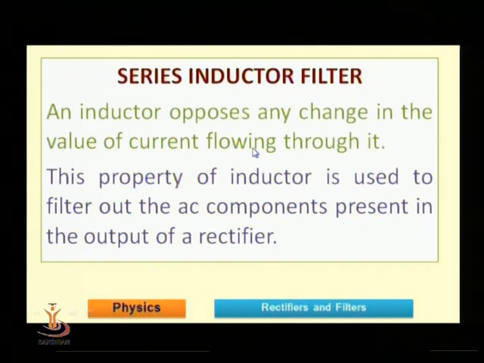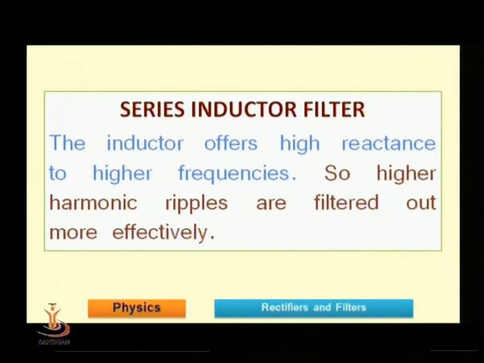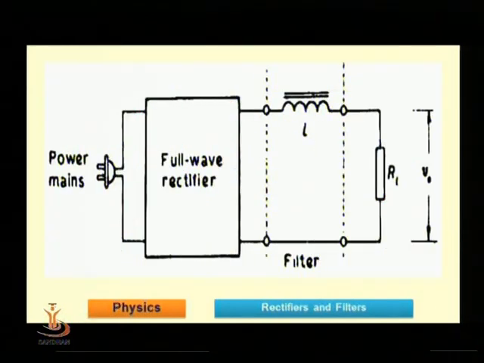Now the series inductor filter. The property of the inductor is to oppose any change in the value of the current flowing through it. This property of the inductor is used to filter out the AC components present in the output of a rectifier. The series inductor filter offers high reactance to the higher frequency. As I told you, XL is 2 pi fL. So higher harmonic ripples are filtered out more effectively. The inductor filter is connected in series with the output of the rectifier. XL equal to 2 pi FL.